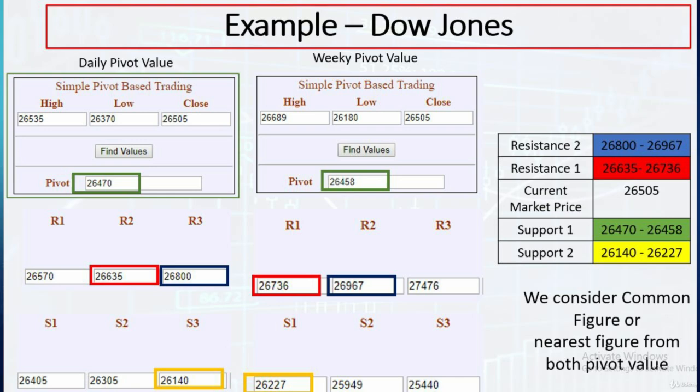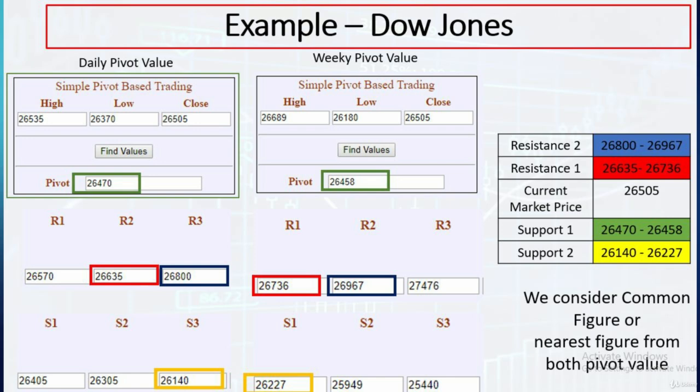Then the next support is shown in yellow. When we see the daily pivot S3 and the weekly pivot S1, both are very common figures and the nearest figures over all the supports. So both are ringed in yellow color, and that is your second important support level. If the price breaks 26,458 in Dow Jones, then the next level of support is 26,140 to 26,227.